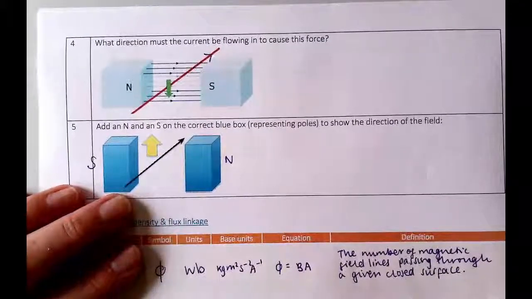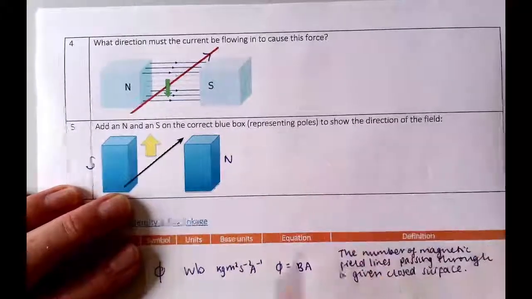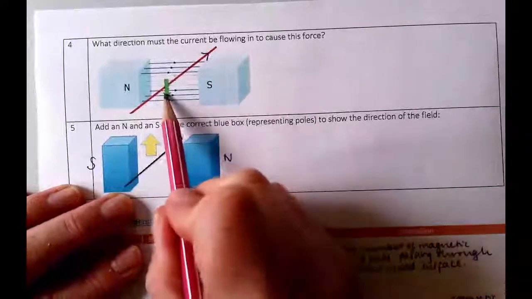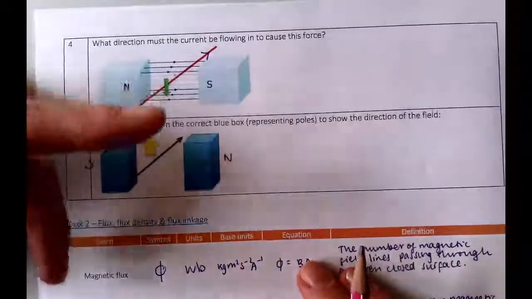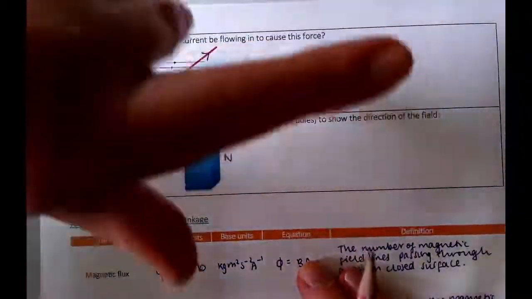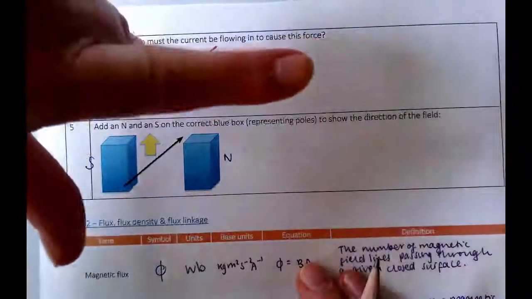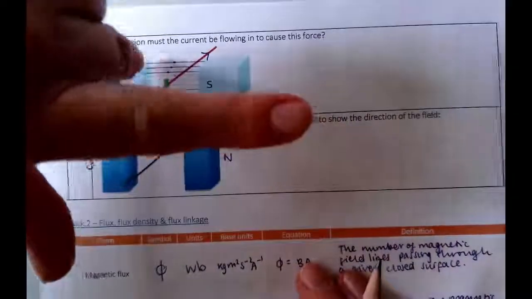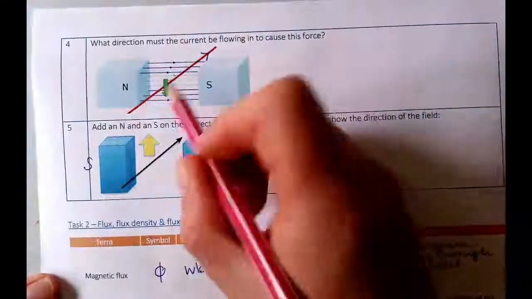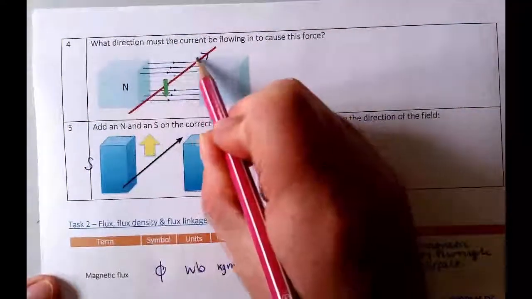Question 4, the direction of the current that must be causing the force to act down. Well, we know that the field is going left to right, thumb is the force acting down, so now my middle finger is going into the page, so away from me. So this is the wire, so away from me is this way.